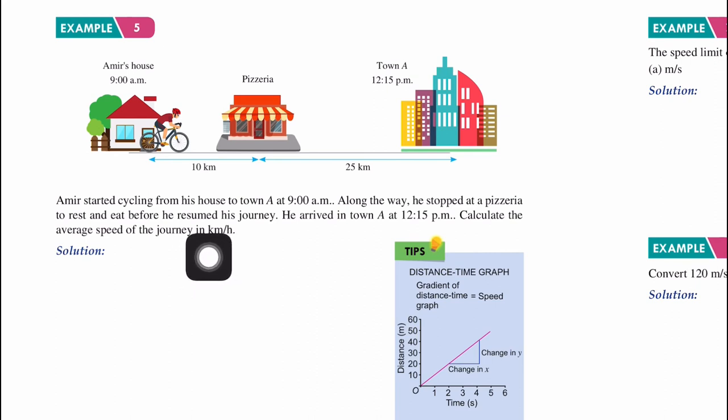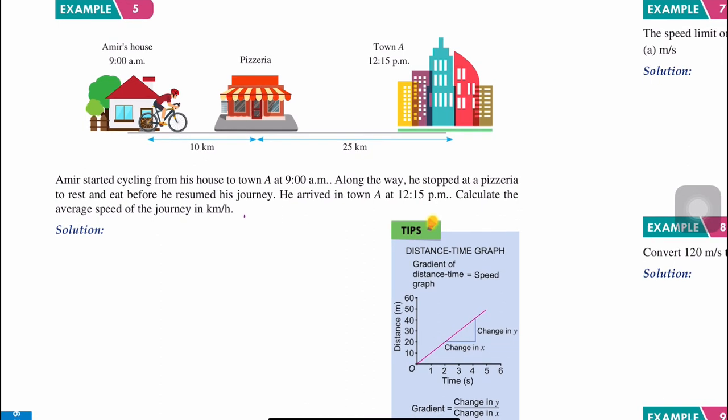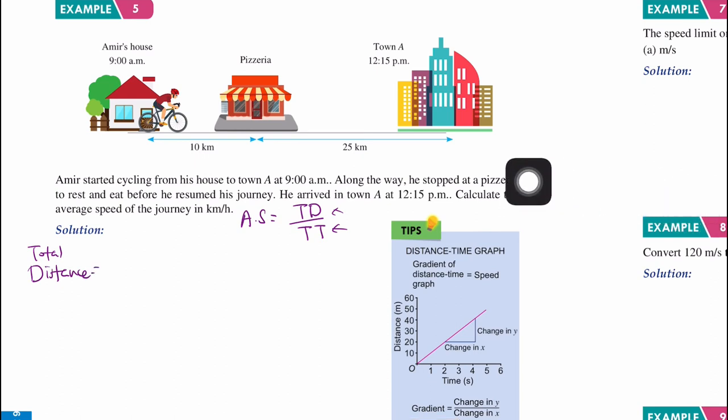Sini dia dah state dah. Kilometer per hour. So in all your calculation, please make sure you use kilometer and hour. Now how to solve this problem. We know that average speed is total distance over total time. So we need to find dua ni dulu, total distance dan total time. Total distance, from house to town, we have 10 kilometer plus 25 kilometer. So overall we have 35 kilometer.